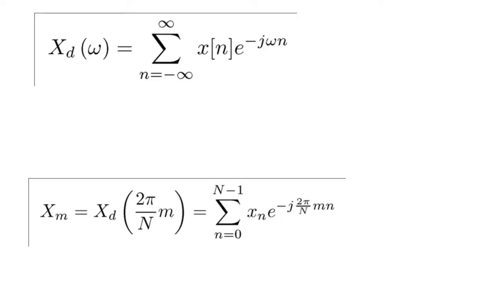The equation on the bottom left shows us how we represent the DFT mathematically. We evaluate x sub d of omega at 2 pi over n times m, where 2 pi over n is the spacing between our samples, and m is the index of our samples. As you can see, 2 pi over n times m simply replaces omega in the DTFT formula. We also change the limits of the summation to 0 to n minus 1.